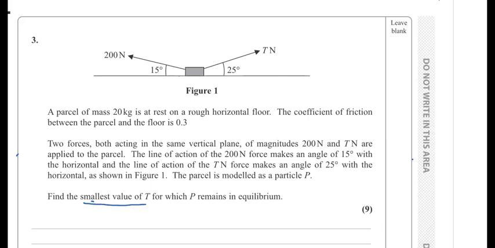Now you can see here in the figure, a parcel whose mass is 20 kg is at rest when two forces are acting on it. One force is T Newton, making an angle of 25 degrees with the horizontal, and another force of 200 Newton, making an angle of 15 degrees with the horizontal. So to solve this question, first we need to make the force diagram. Once we have the force diagram, we will come to the calculation of the smallest value of T. So let's first draw the force diagram.